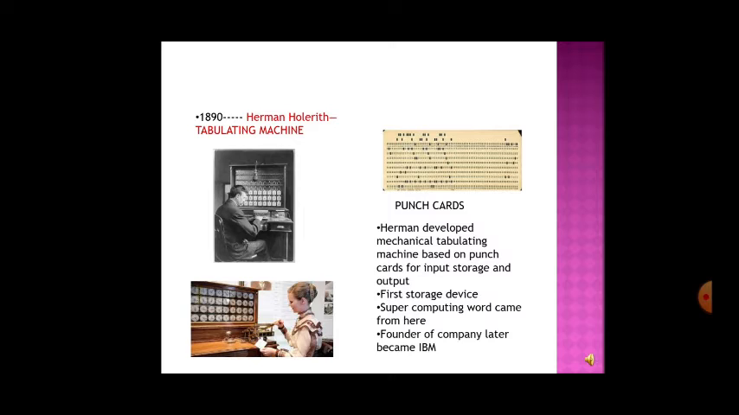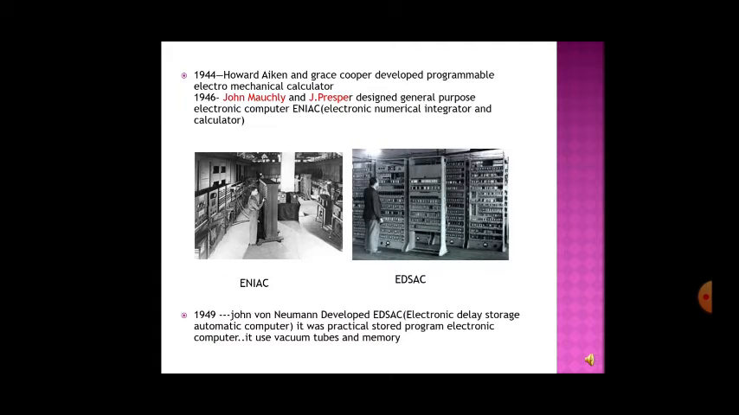The supercomputing word came from here. He founded a company which later became IBM. In 1944, Howard Aiken and Grace Hopper developed a programmable electromechanical calculator. In 1946, John Mauchly and J. Presper Eckert designed a general purpose electronic computer, called ENIAC. So the general purpose electronic computer came in the year 1946.